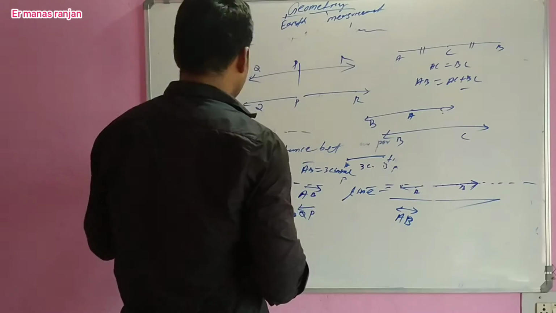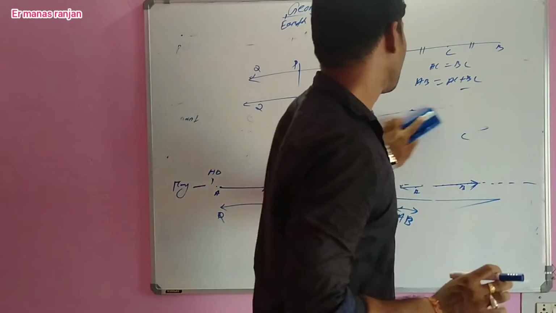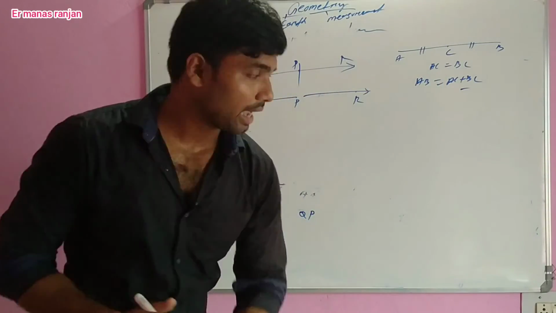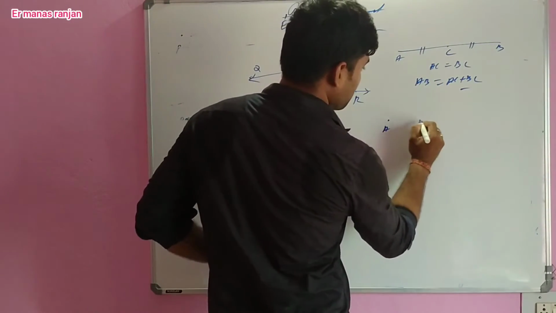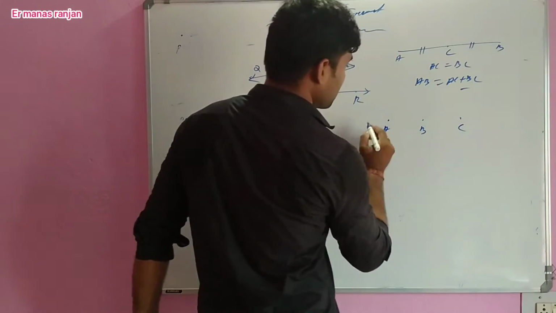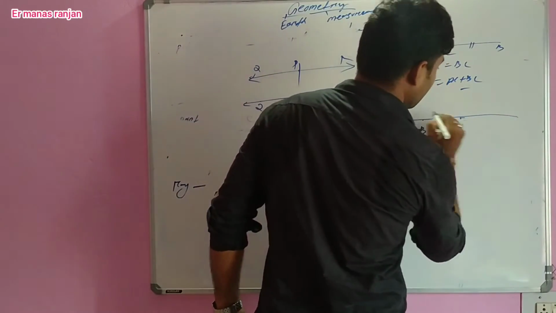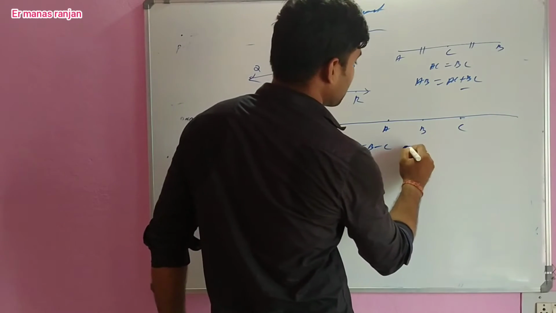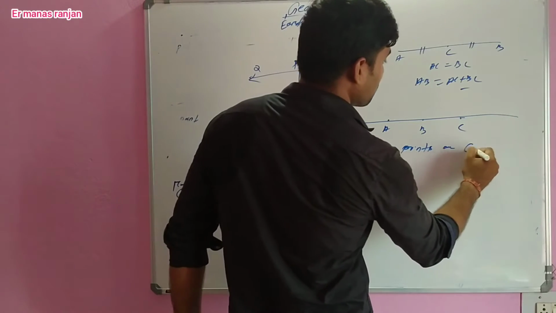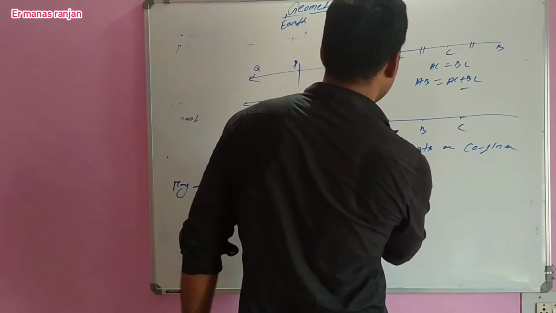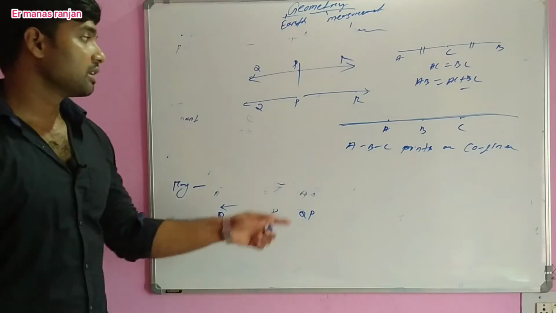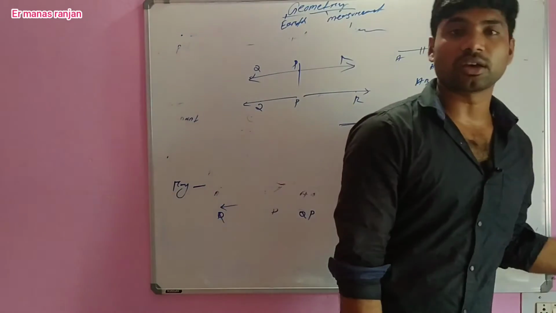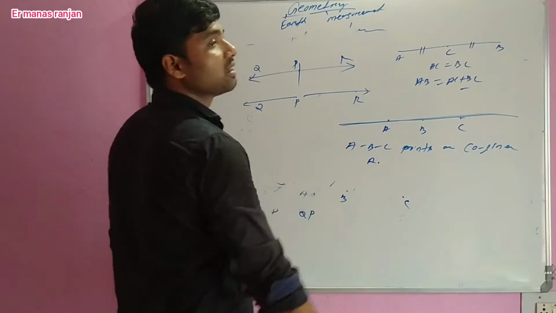So let's talk about collinear points. What are collinear points? If A is a point, B is a point and C is a point, and they are in a straight line, we can say A, B, C points are collinear. They are in a straight line. If they are not, they are non-collinear, that means they are not in a straight line.